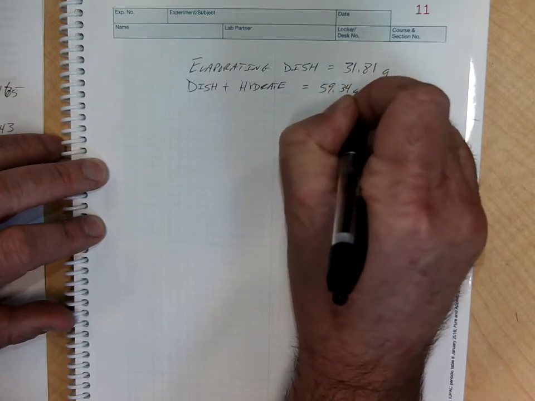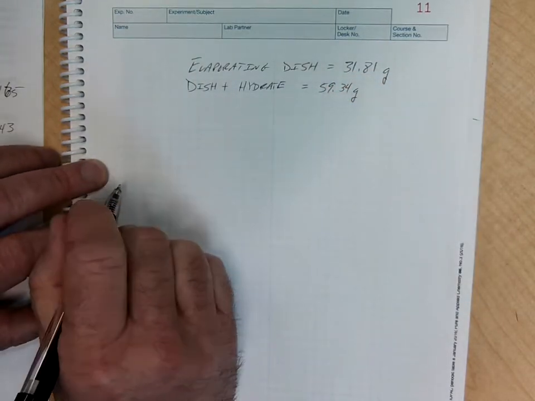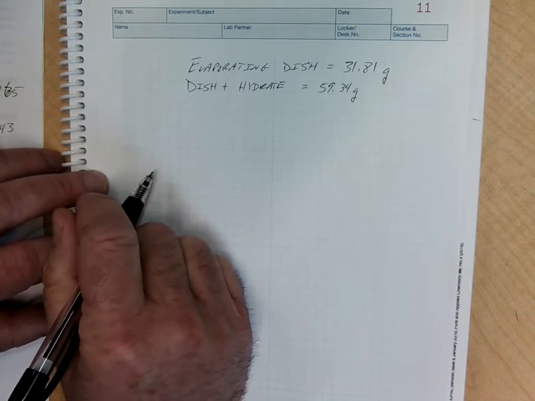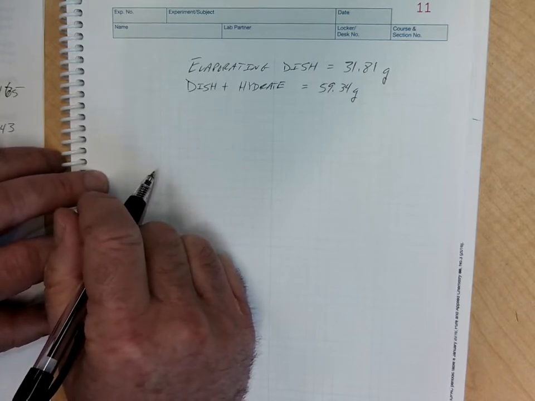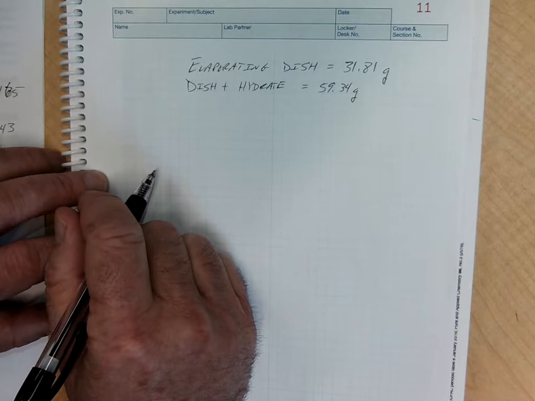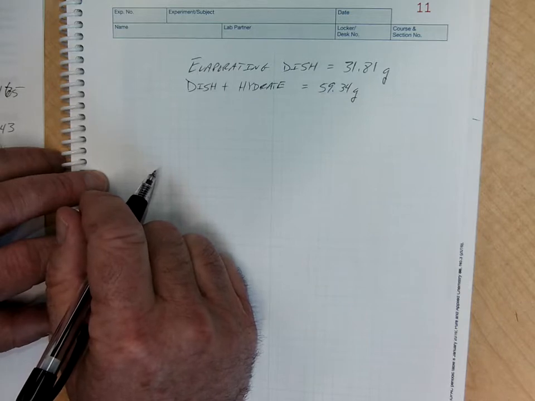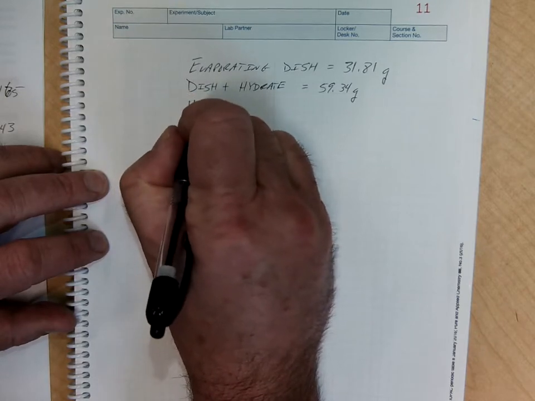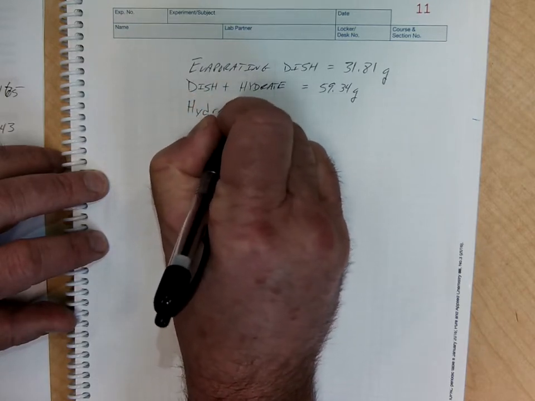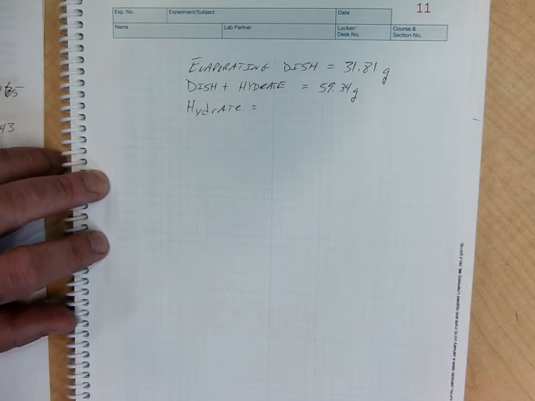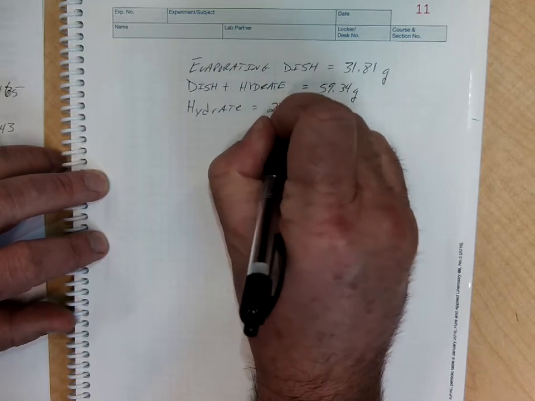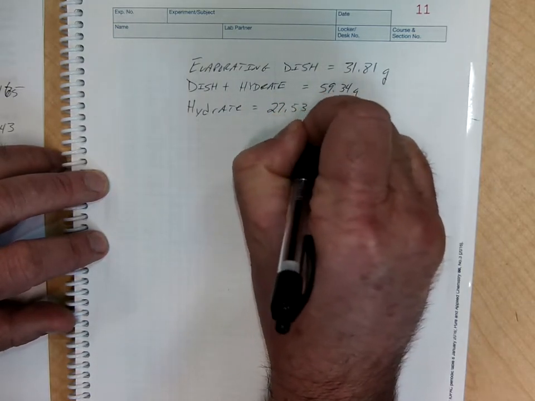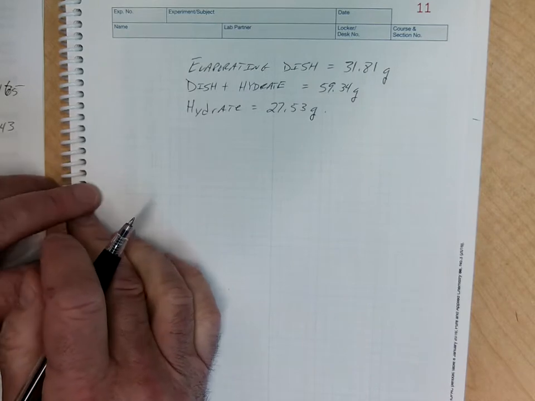59.34 grams. So then to find the mass of how much hydrate you have, of course all you need to do is subtract the mass of the dish from the mass of the dish plus the hydrate. So the mass of the hydrate is the difference between 59.34 and 31.81, which is 27.53 grams. That is the mass of the hydrate.